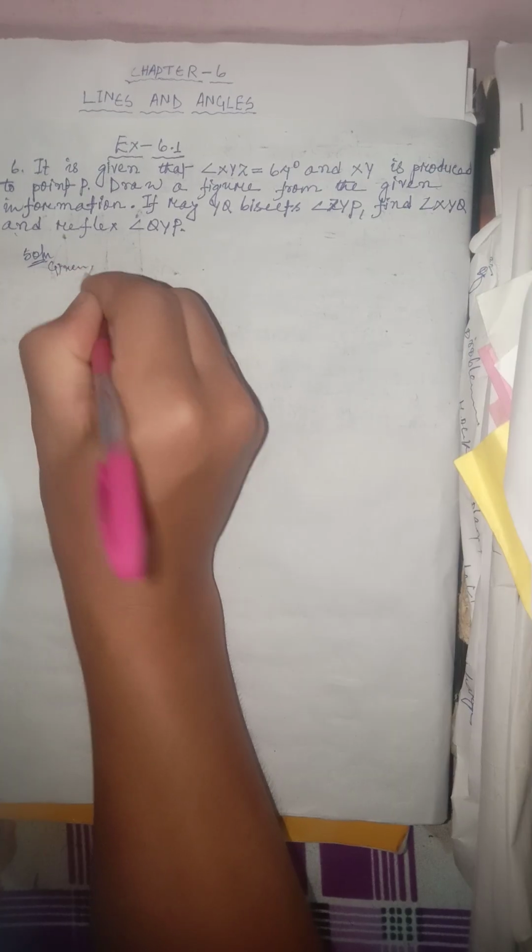To begin, first of all, let me write here: solution. First, let us understand the question in order to draw the figure. Let me read the question once so that we can draw it. It is given that angle XYZ is equal to 64 degrees and XY is produced to point P. Draw a figure from the given information. If ray YQ bisects angle ZYP, find angle XYQ and reflex angle QYP.